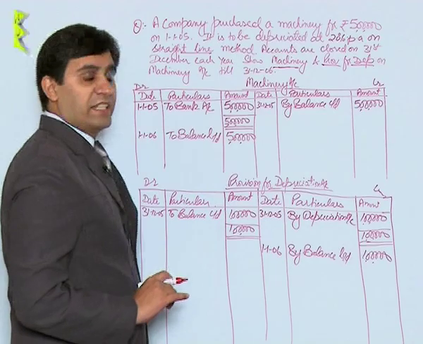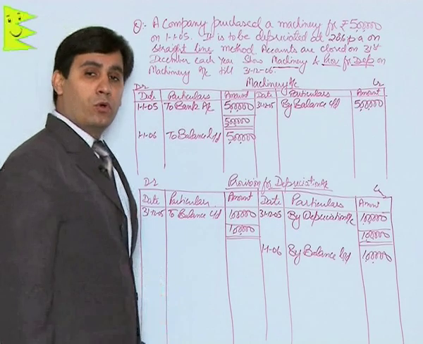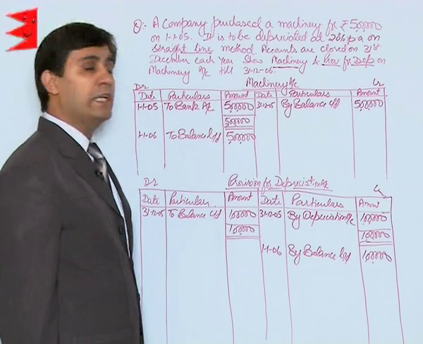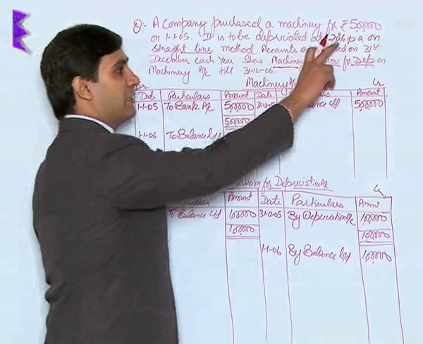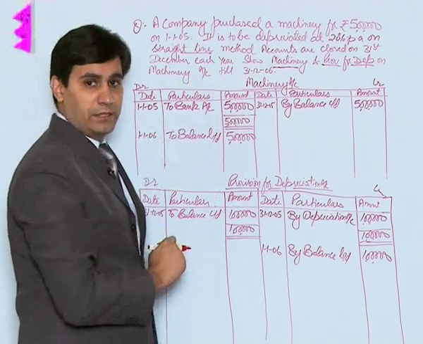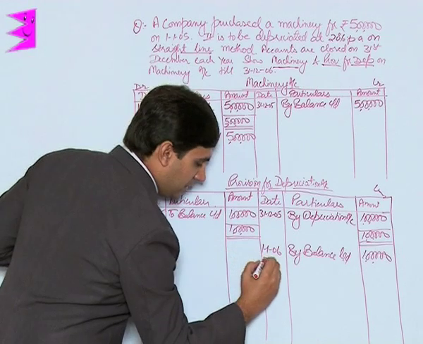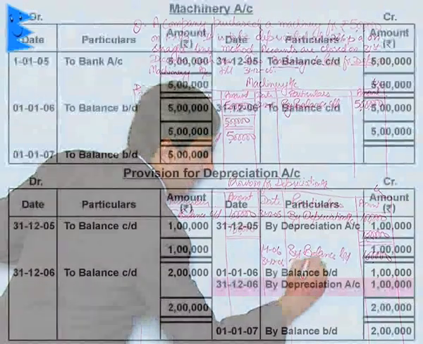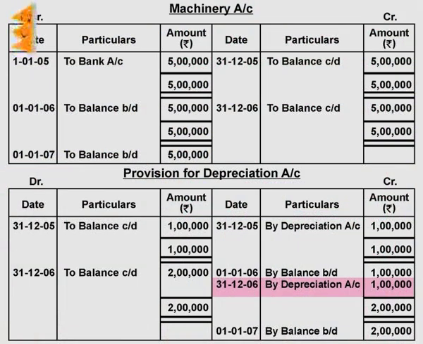In year 2006, we have used this machine for whole 1 year, that is full 12 months. So again depreciation would be charged at 20% on 5 lakh, 5 lakh because it is a straight line method. So at the end of this year, that is on 31/12/2006, by depreciation account, 20% of 5 lakh, it comes to rupees 1 lakh.